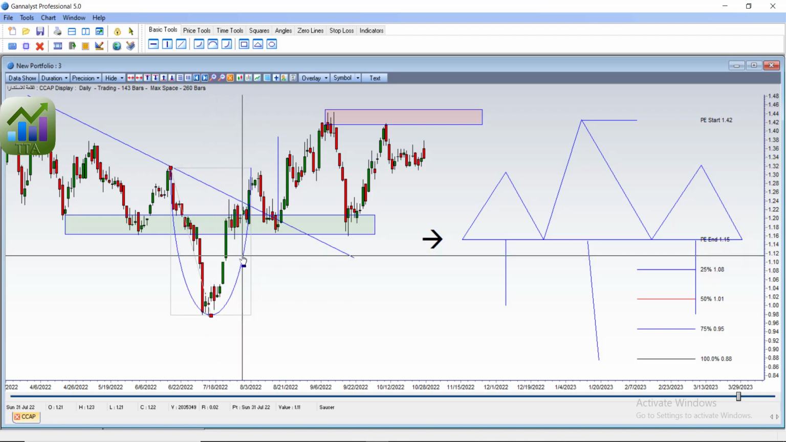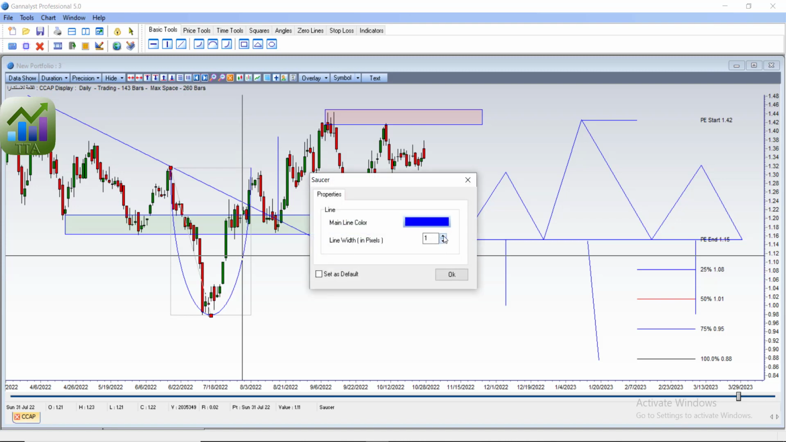You can double click on this and change the width of the line or the color, okay? And even here you can click it, and that will be the default next time you are using the same tool again.